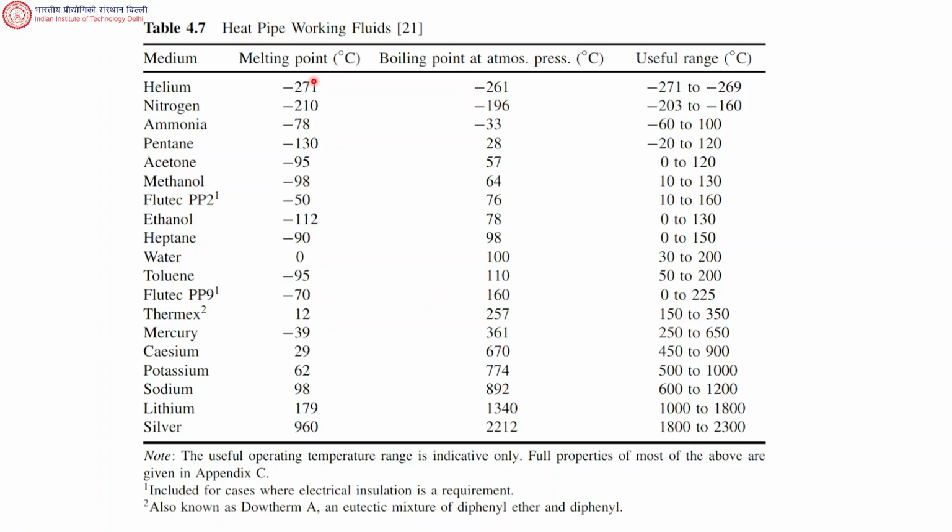So water, for example, of course you know is between 0 and 100, but the useful range is between 30 and 200. So you don't use water at 0 degrees Celsius in a heat pipe. So this is some useful range. Obviously, you can see from these numbers that it depends on a lot of practical considerations. But as designers, we just refer to the table and pick, okay, this is our application. Application is at roughly this temperature range. So which fluid will help us in that temperature range?